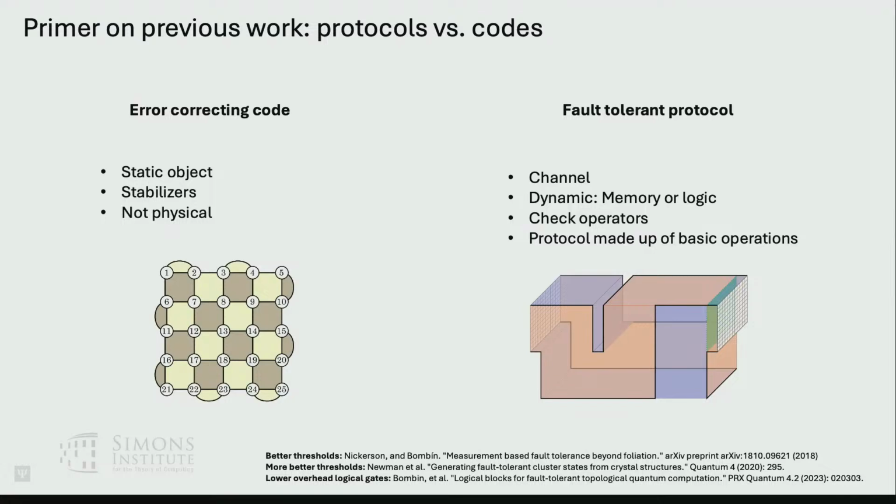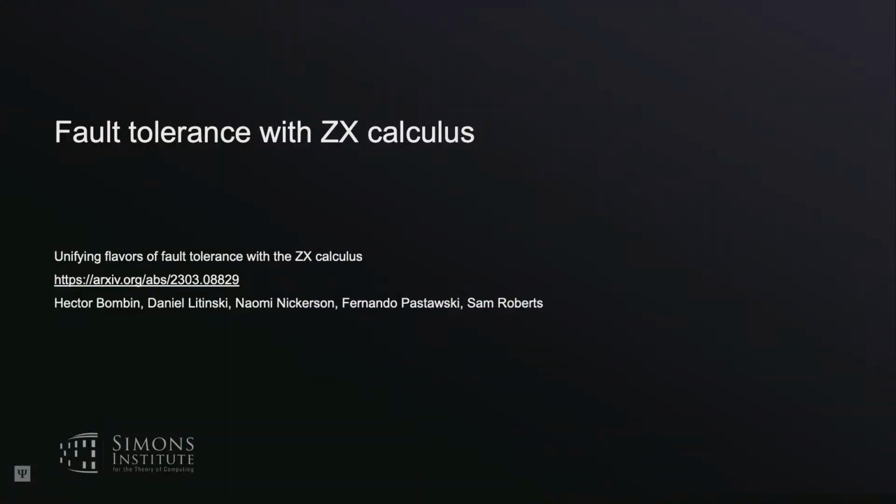So there's a bunch of things that have come from this line of thinking. You can find better thresholds with surface code type schemes by relaxing the conditions of really having 2D codes. And again, Mike did some of that work, so one of his papers there, really pushing the geometry of these things. And you can look at logical gates in a way that makes them more efficient. And this is an extension of that to how we can look at the inner workings of what's going on in fault tolerance. So first, let me talk about fault tolerance with the ZX calculus.